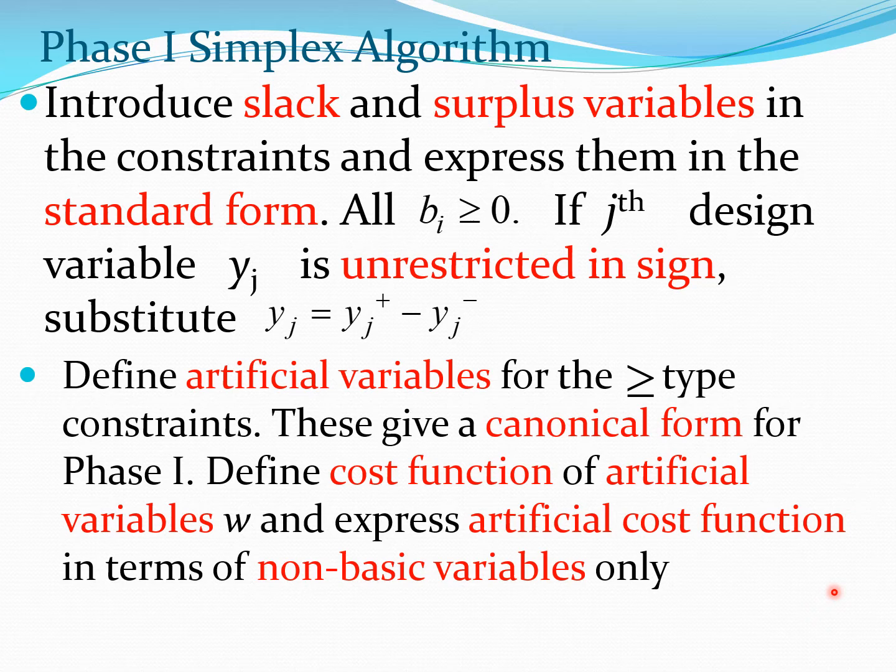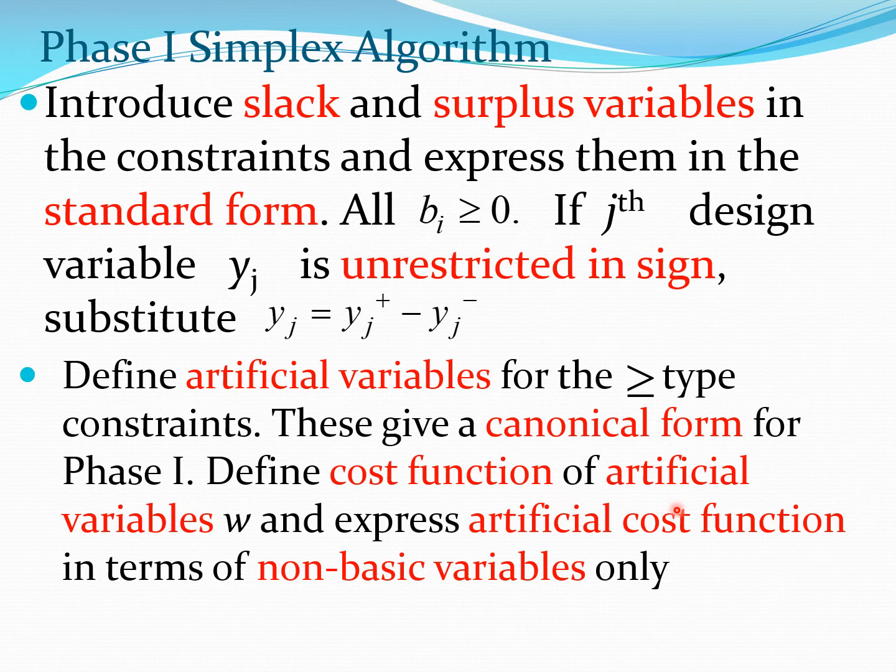So let us look at phase 1 of this simplex method now. You start the problem by introducing slack and surplus variables in the constraints and express them in standard form. So that's the usual process. At this point you check that all the b_i should be greater than 0. If the jth design variable y_j is unrestricted in sign, you substitute it as y_j plus minus y_j minus, where both these are positive. So this is our usual process of converting the LP into the standard form. Now define AVs for all the greater than or equal to type of constraints, and these will give you a canonical form for phase 1.